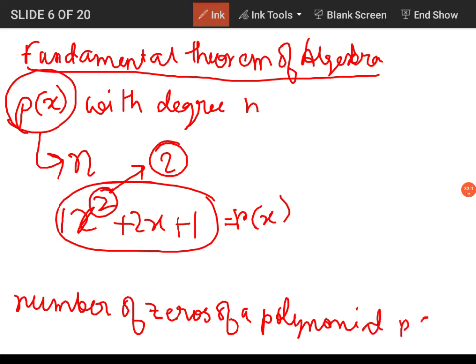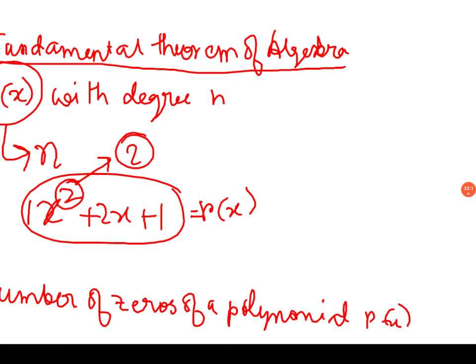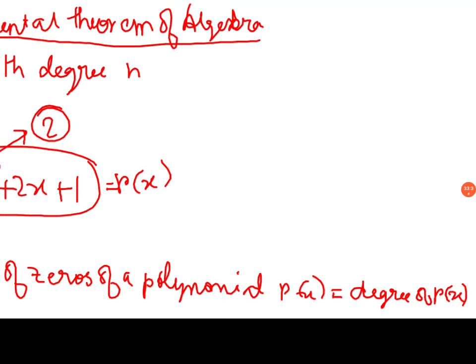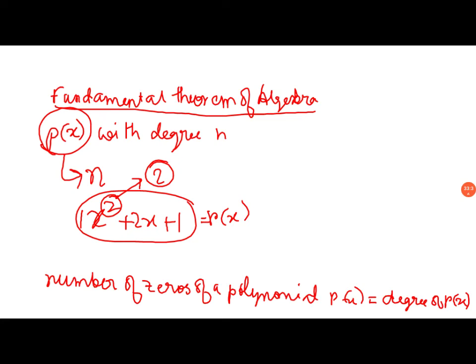So the main thing is that, let me write it. The number of zeros of p of x is equal to the degree of p of x. Correct? Very basic thing, very logical thing, but again this is a theorem. I hope that you have understood, right?